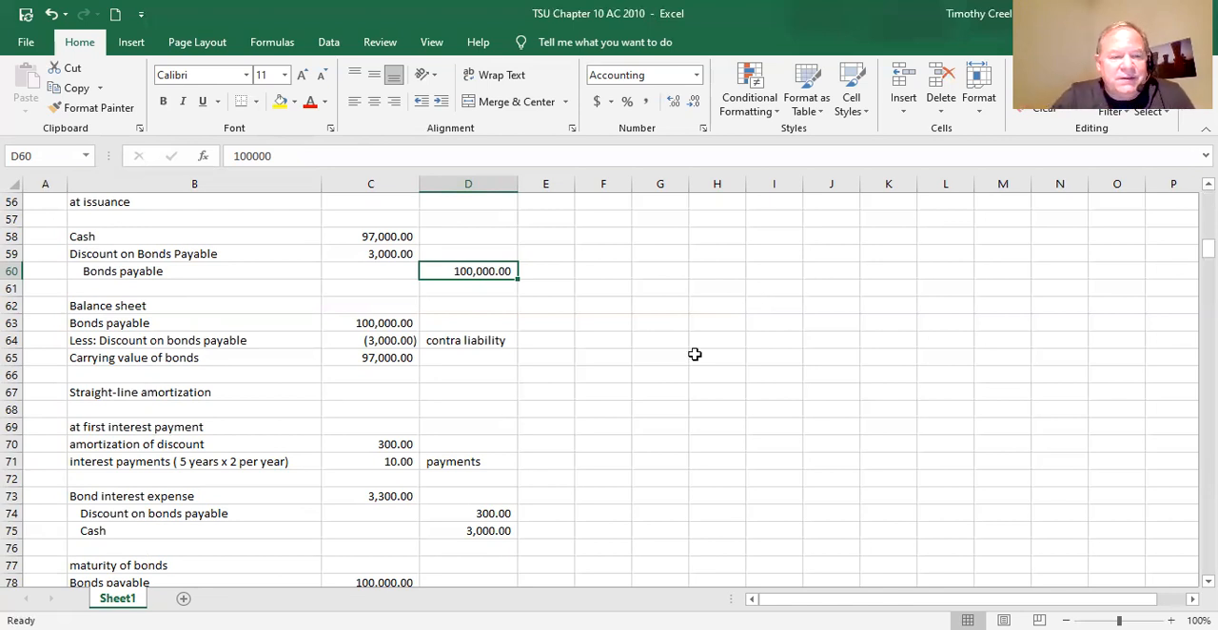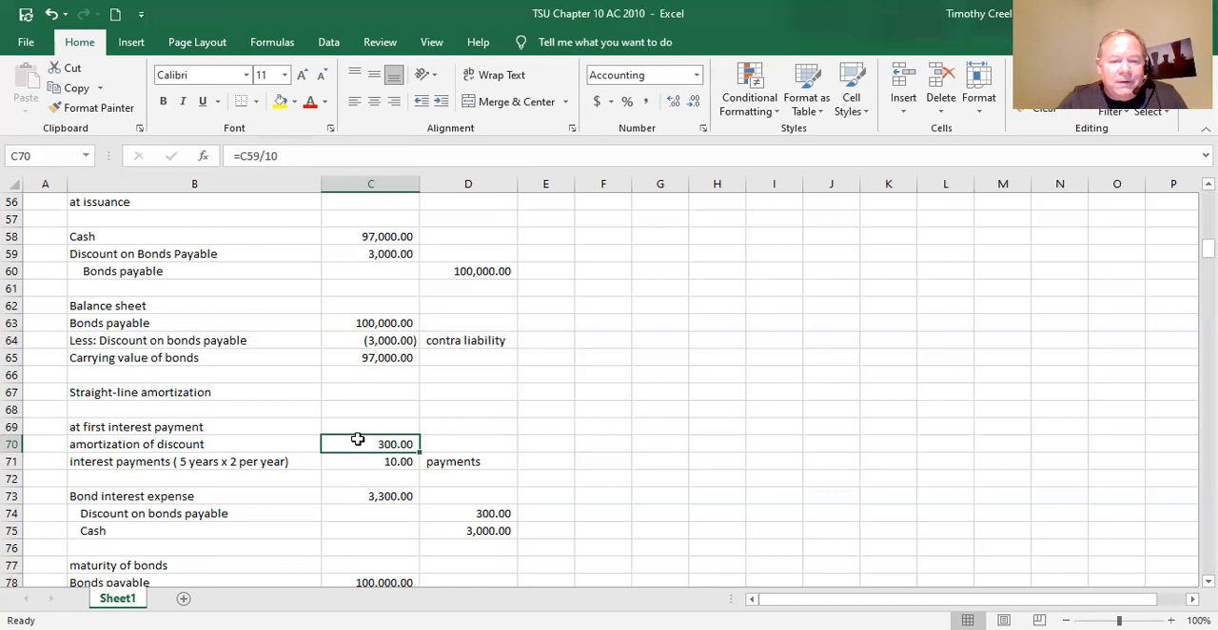So let's look at this. Under straight line amortization, at first interest payment, what we would do is come up with the amortization of the discount. We're going to amortize it every time we make an interest payment. Straight line amortization means we take the total amount of the discount and divide it by the number of interest payments that we make, and that's the amount we amortize every time we pay interest.